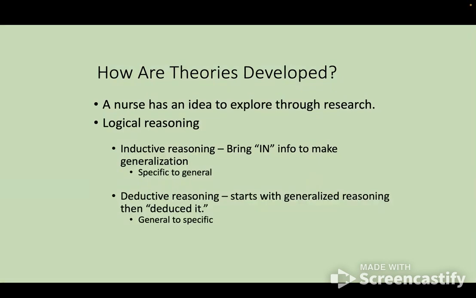So we have inductive reasoning, and this is where you're bringing in information to make a generalization. It's more specific to general. So think there's specific data out there, and I need to bring it in to make my generalization. Deductive reasoning starts with a generalized reasoning and then you deduce it. So it's more general and moves to a specific.